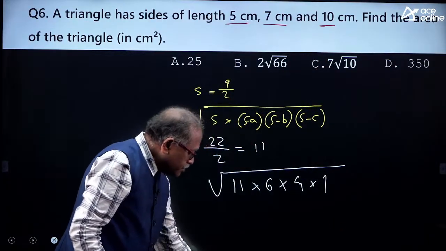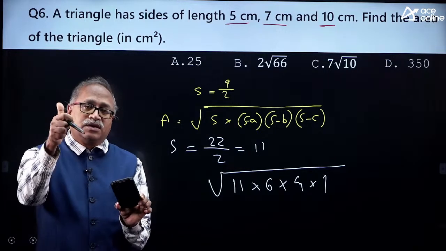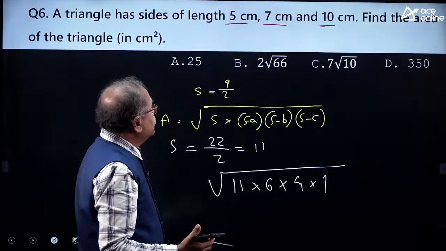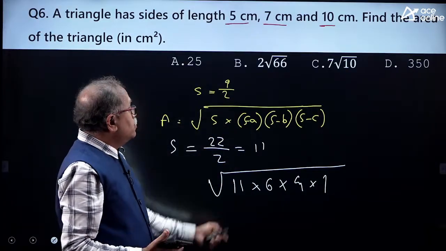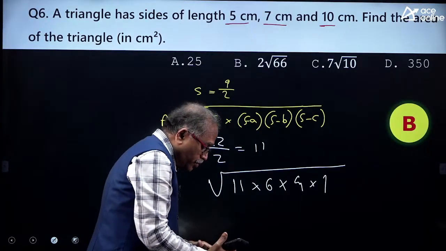Anyone answer the question? 2 root 66. That's right, Mr. Aman. That's right. So Aman has said option choice B. So look at this. B is correct. Yes, B is correct. Wow.